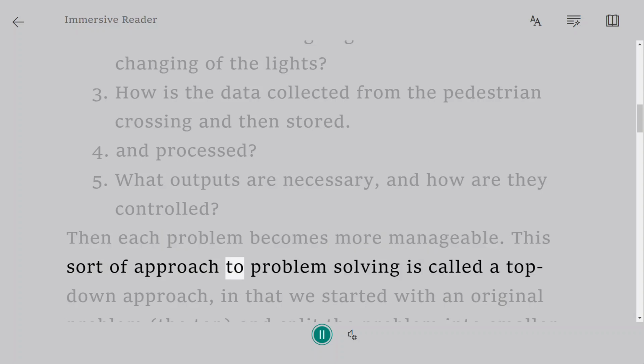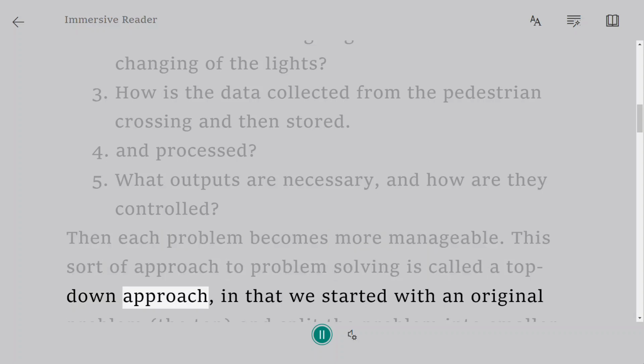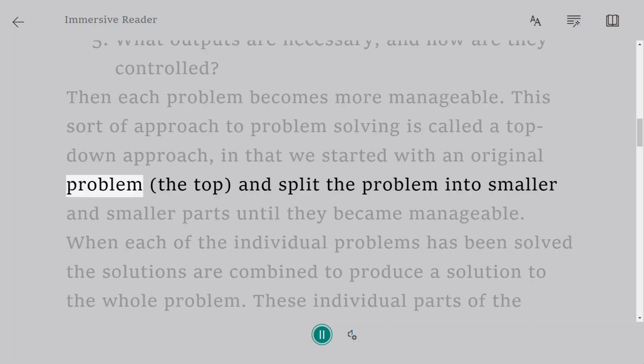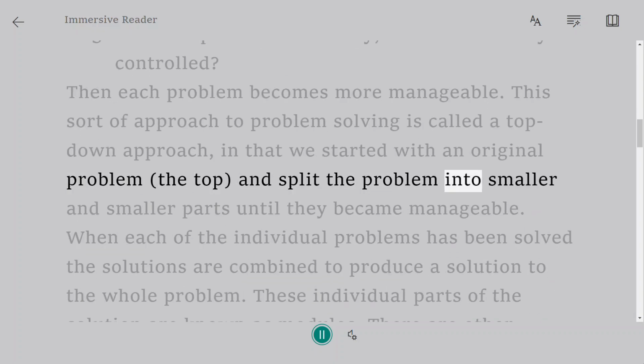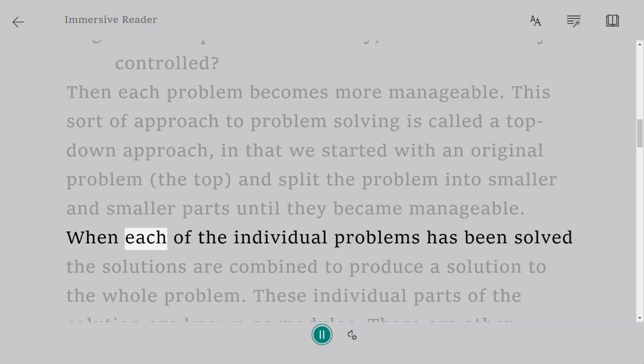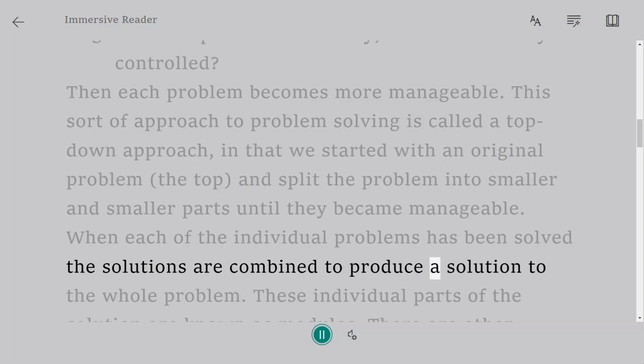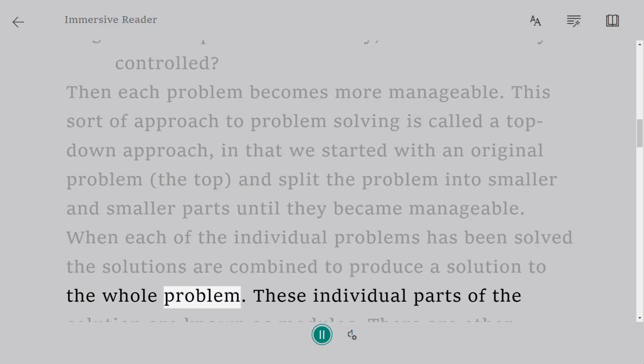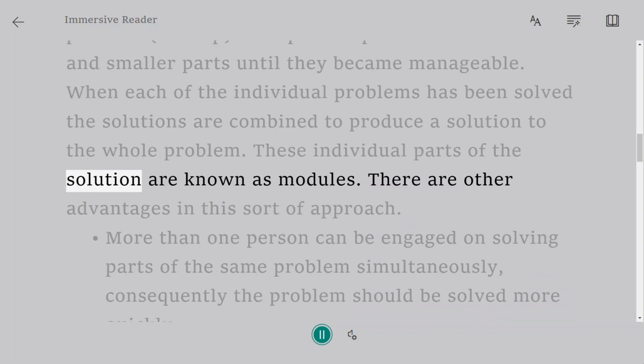This sort of approach to problem solving is called a top-down approach, in that we started with an original problem, the top, and split the problem into smaller and smaller parts until they became manageable. When each of the individual problems has been solved, the solutions are combined to produce a solution to the whole problem. These individual parts of the solution are known as modules.